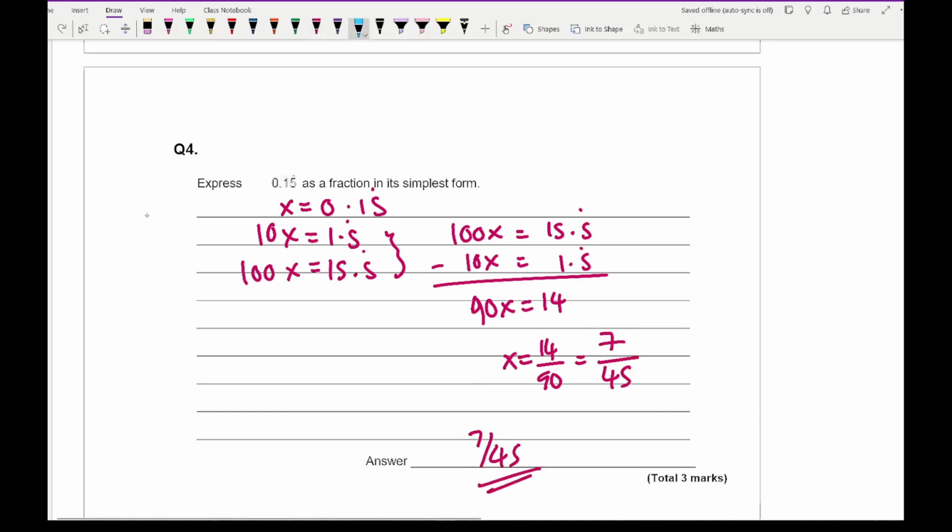Now just be careful: if I take the two things away the wrong way round, try not to say that 90x equals 14, because it's not, because my top line is smaller, so I'm going to end up with minus 90x and minus 14. Rather than dealing with negatives, just rewrite the equation so the bigger one is at the top.